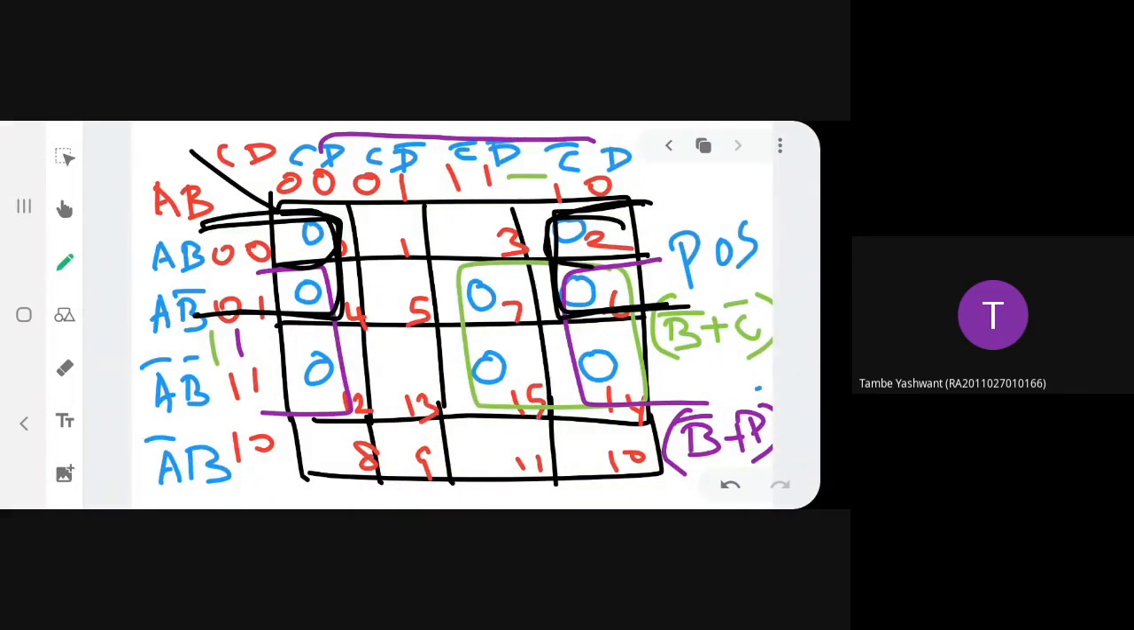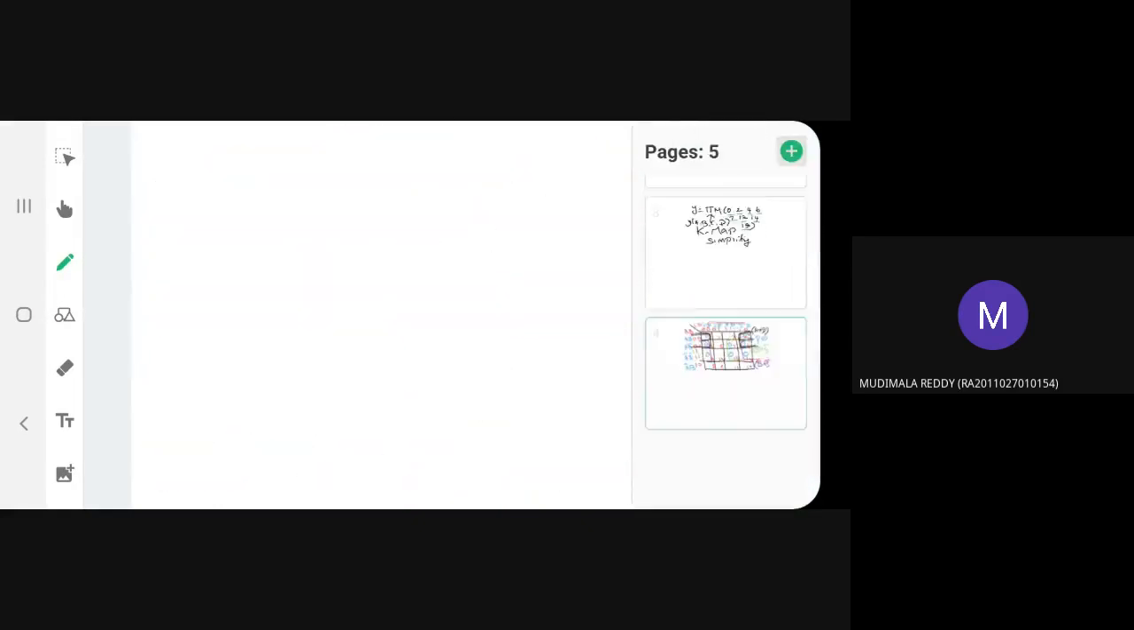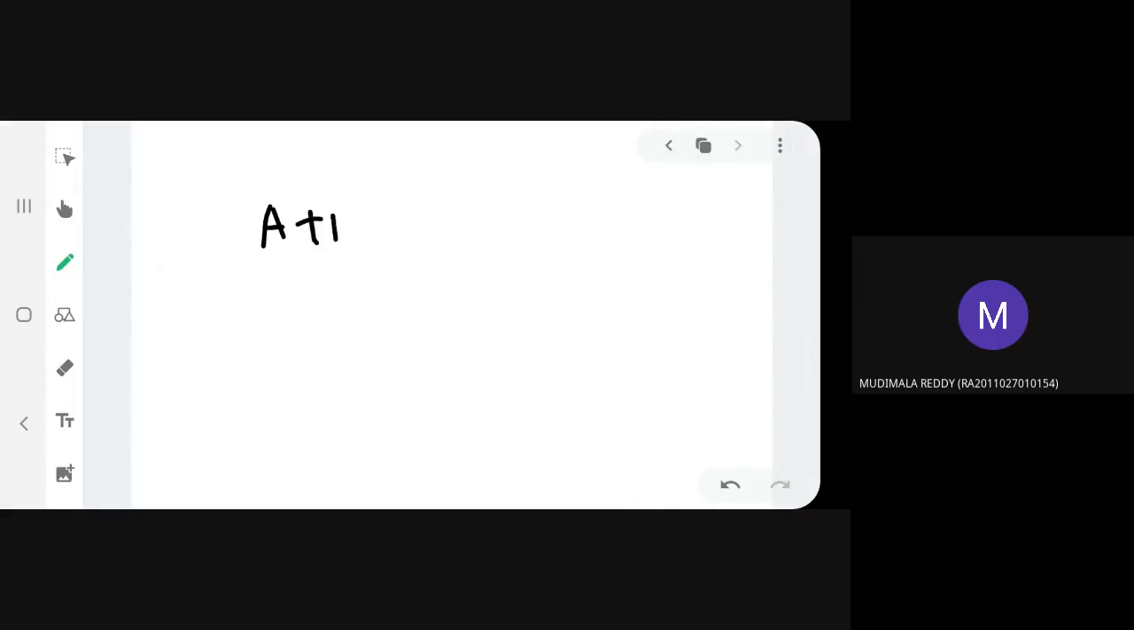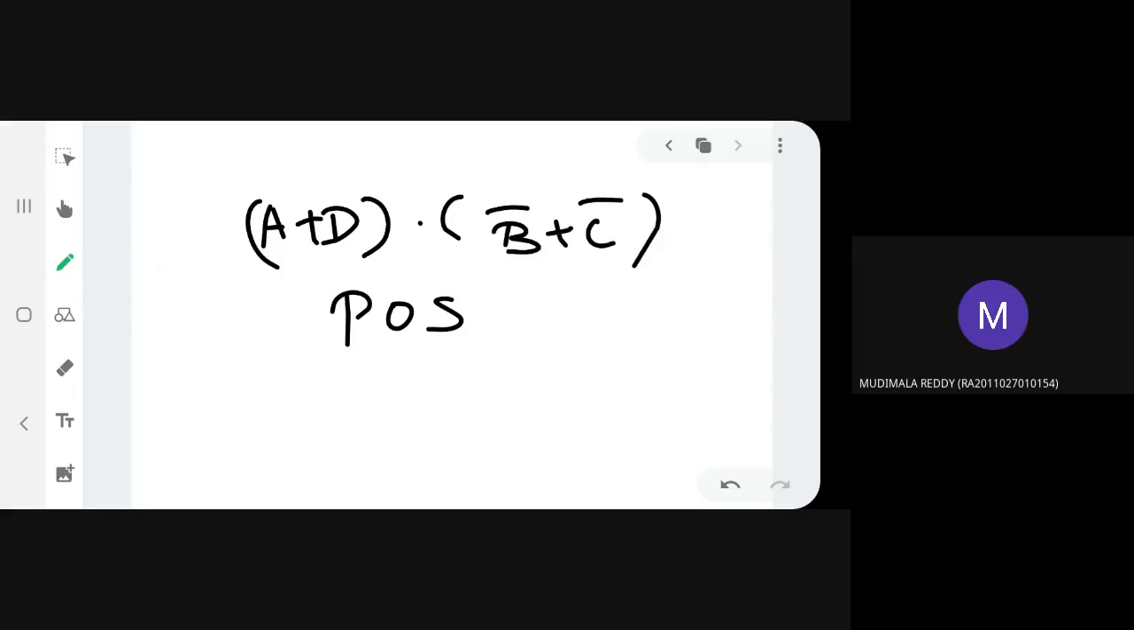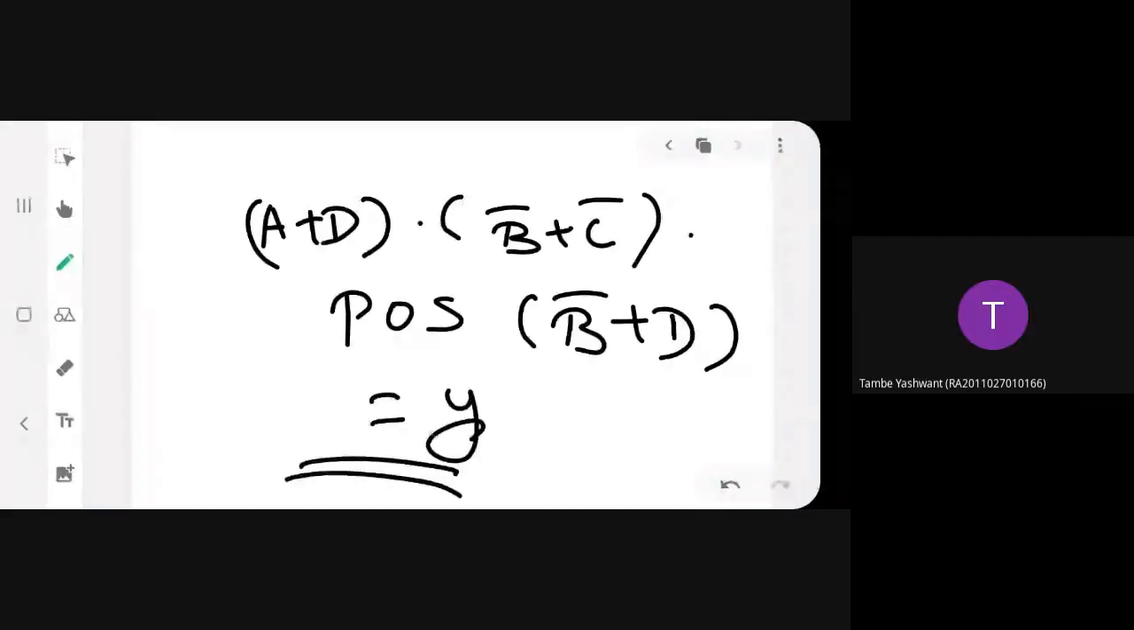Okay, so tell me what will be the combination that I will have for this black color map. A plus D. So completely, if I want to write down the answer, then what is the answer? A plus D. This is product of sum. So next will be B complement plus C complement for the quad. Then B complement plus D. This is your answer. Okay. So that you are going to realize using gates.